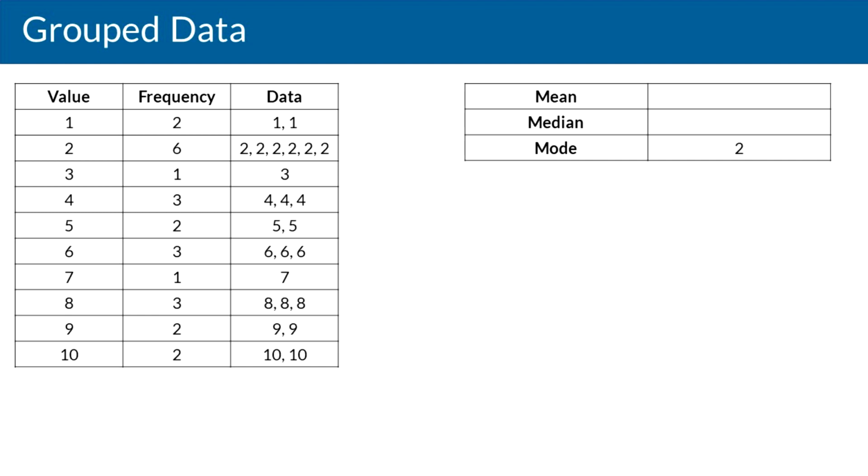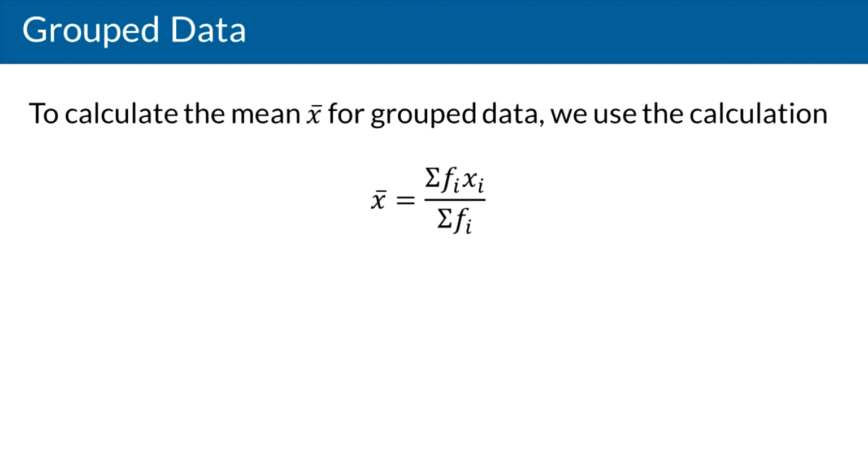Oftentimes, the biggest mistake students will make when finding the average of grouped data is they'll only take the data values and average them without accounting for how frequently they occur. When we calculate the mean of grouped data, we need to make sure that we're multiplying the data values by the frequencies and dividing by the sum of the frequencies to properly determine our average.